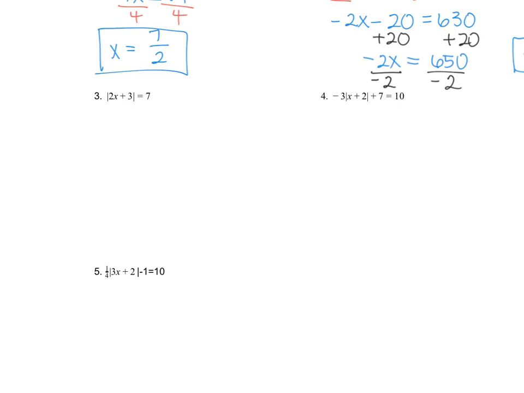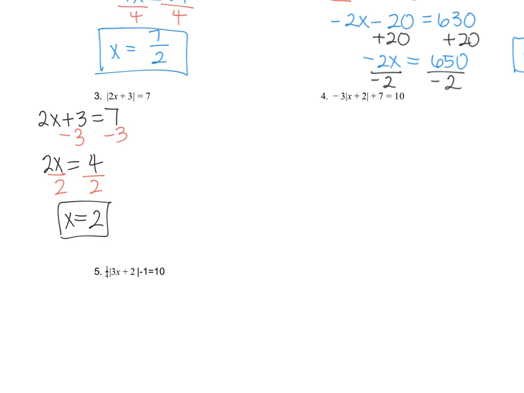So remember, there are always two solutions to an absolute value equation. Your first solution comes from dropping the absolute value. So if I'm solving the absolute value equation, the absolute value of 2x plus 3 equals 7, my first equation is to do 2x plus 3 equals 7. First step is going to be to subtract 3 from both sides. So we get 2x equals 4. Then we're going to divide both sides by 2, and we get x equals 2.